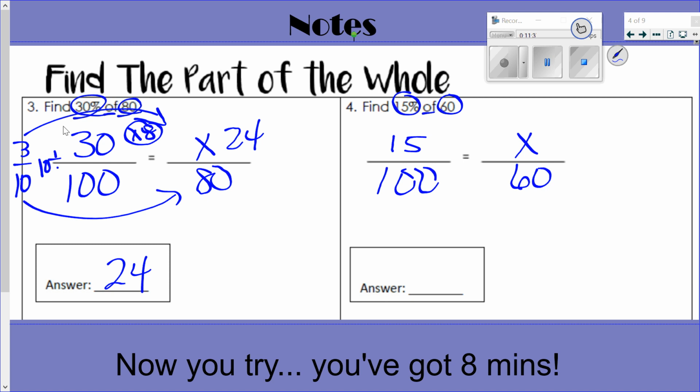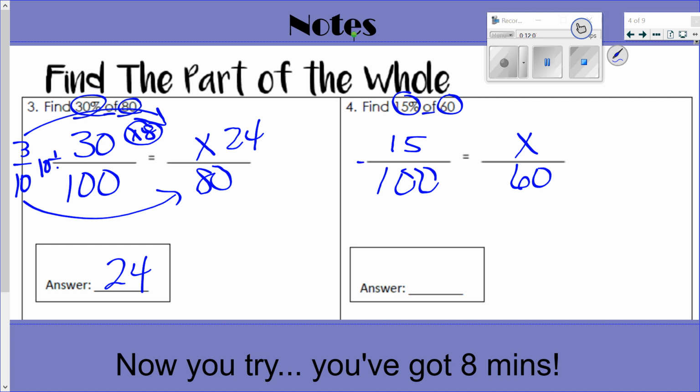Don't know. What can I do for 15 and 100 that's going to give me a factor easy to go to 60? Five. Yeah? When you're multiplying, you're multiplying by 3/10, right? No, I multiplied 3 times 8. Wait, no. Oh, so it's not. Yeah, top five. So once I simplified, that's where I moved from.